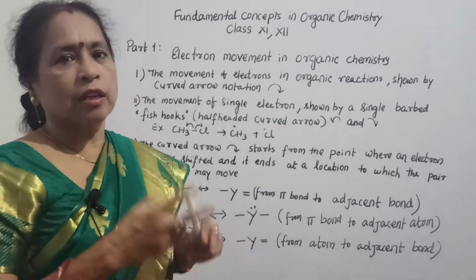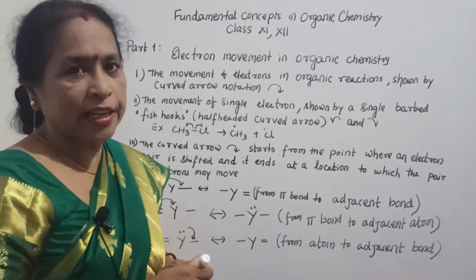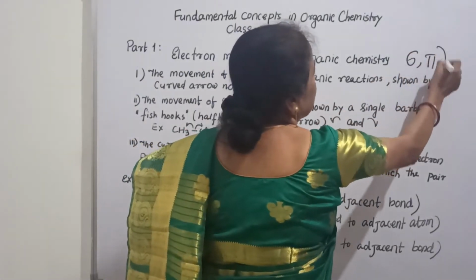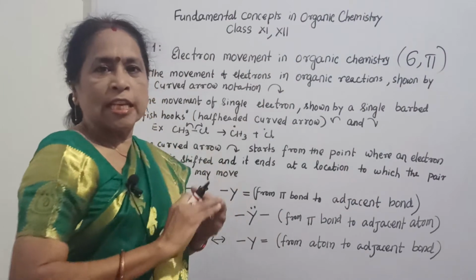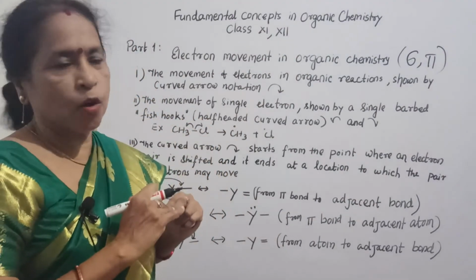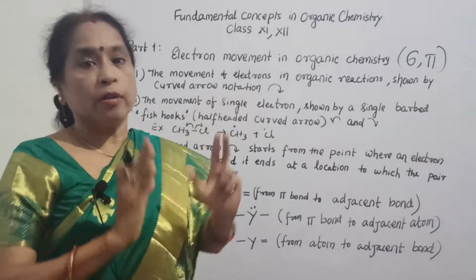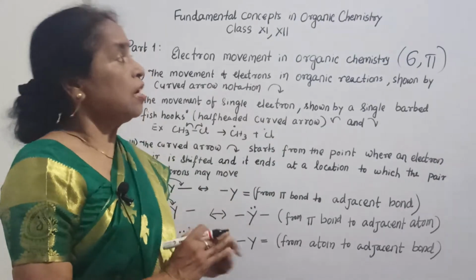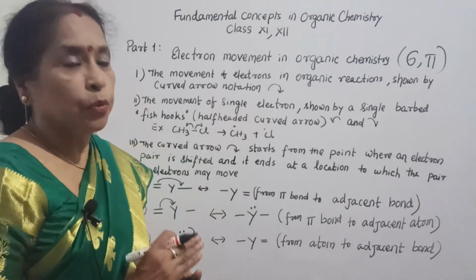Especially the bonds which are present in organic compounds are sigma and pi bonds. A sigma bond is simply a strong bond with head-on overlapping, and a pi bond has sidewise overlapping. That is why sigma is a very strong bond whereas pi is the weak bond.